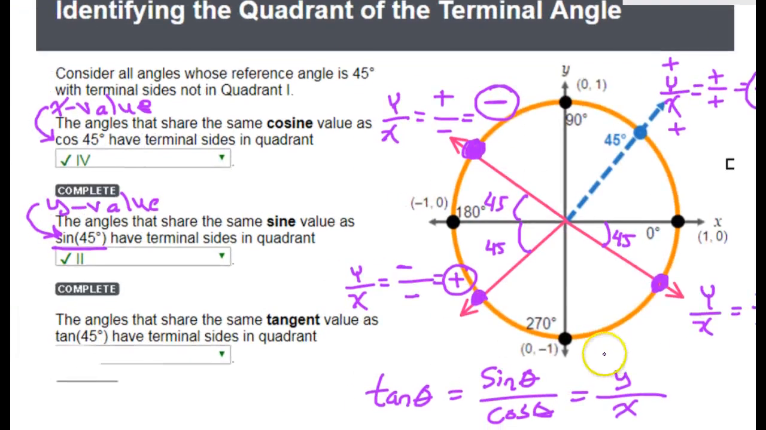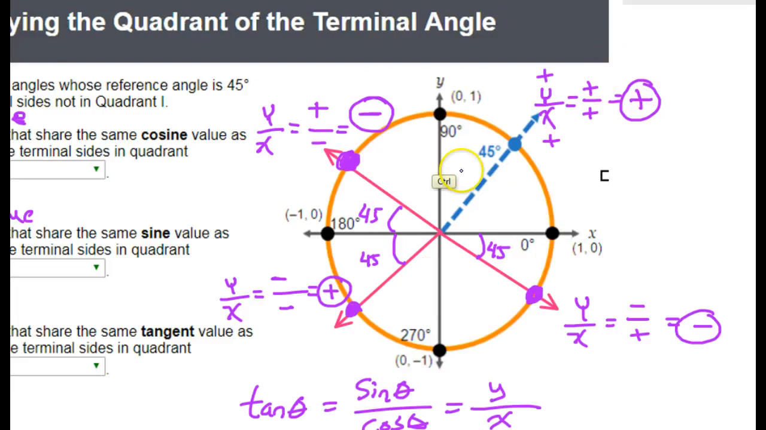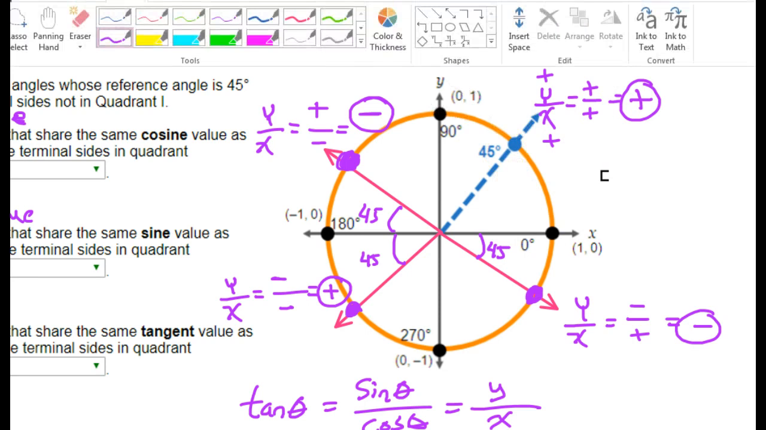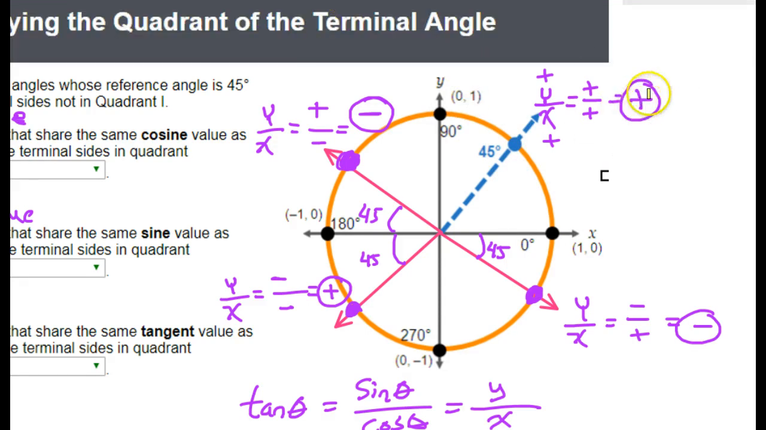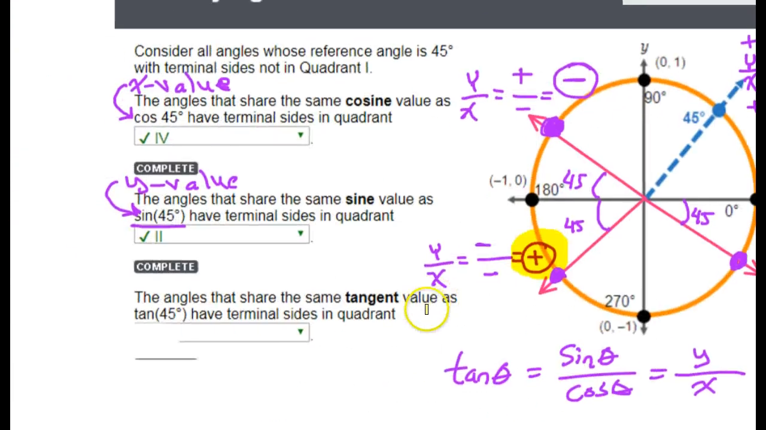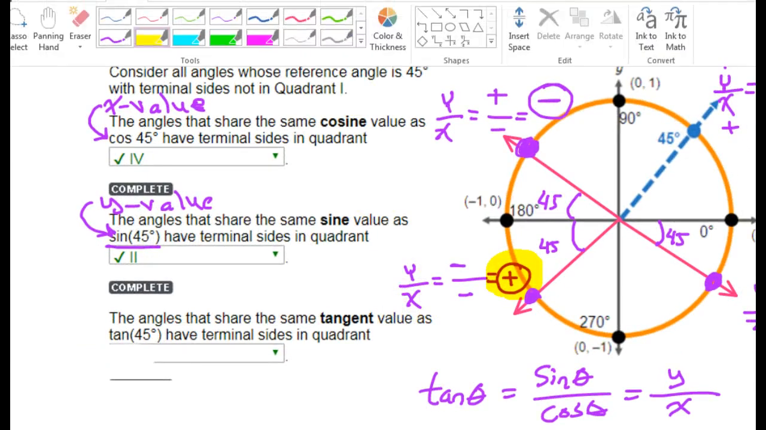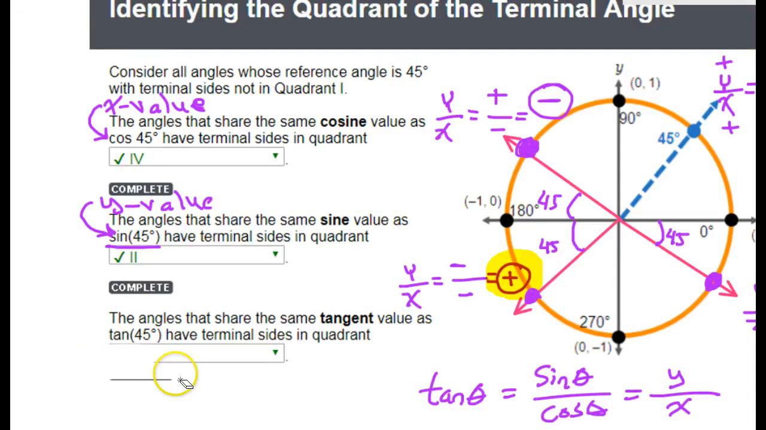But the question was, where will the tangent be the same as the original, which was the first quadrant? Well, since tangent is positive in the first quadrant and it's also positive in the third quadrant, then the third quadrant is the one where it is the same. So that's why the answer to this third question is going to be quadrant 3.